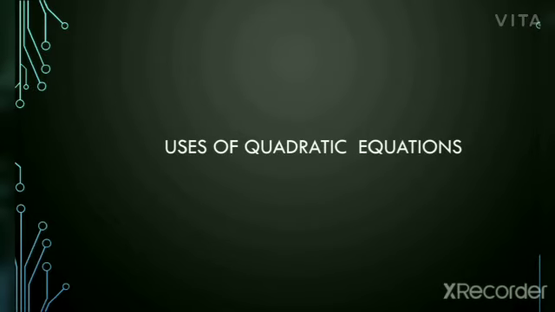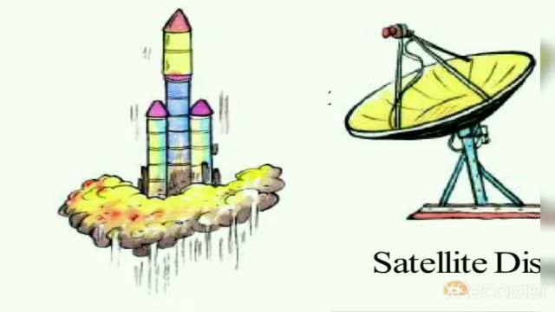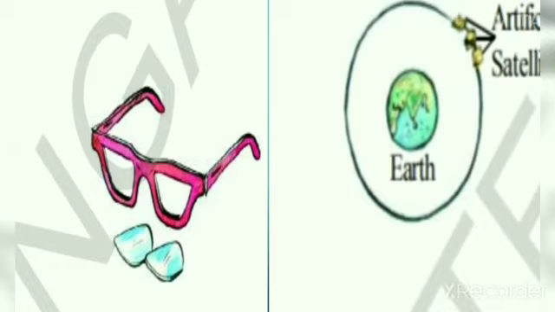Let us see what the uses of quadratic equations are. When a rocket is fired upward, the path of the rocket is defined by a quadratic function, and the shapes of satellite dishes are defined by quadratic functions, and the lenses of eyeglasses and orbits of artificial satellites are defined by quadratic functions.